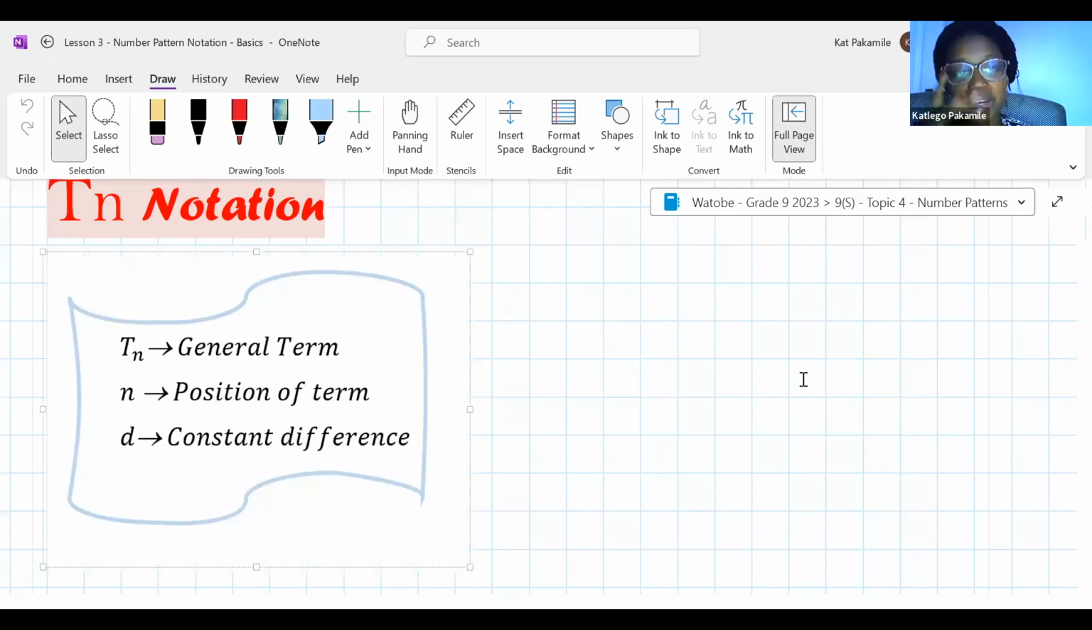Today we're doing TN notation, thanks to my laptop that decided to jump down. Now we know what we're doing.